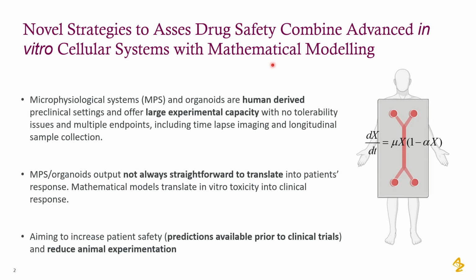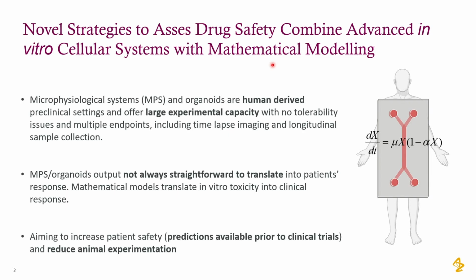Novel strategies to assess drug safety combine advanced in vitro cellular systems with mathematical modeling. As Rhiannon has described, these microphysiological systems, organoids or other types of chips, are usually human-derived, so they avoid cross-species differences in responses. They offer large experimental capacity. There are no tolerability problems with them. And we can collect large data sets of high resolution and granularity.